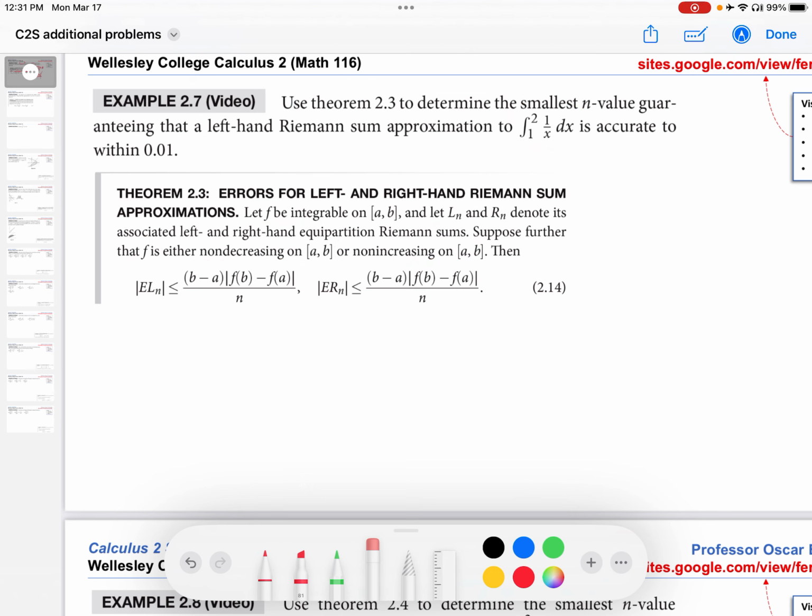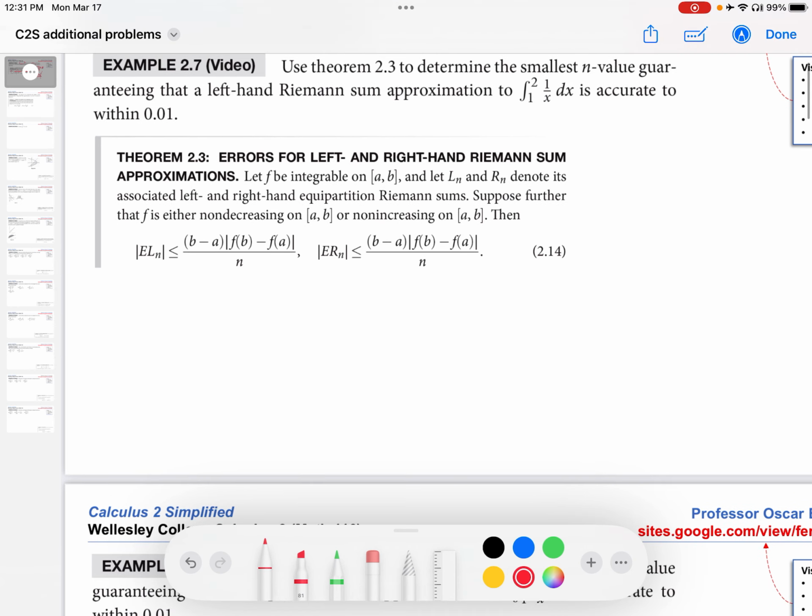So what does the theorem say? Well, the theorem says the errors, E L n or E R n, are at most these quantities in absolute values. Okay, so what do I need to do to actually answer my question? I need to find the smallest n value, guaranteeing that a left-hand Riemann sum approximation to this integral is accurate to within 0.01. Left-hand, so I'm going to use this equation over here.